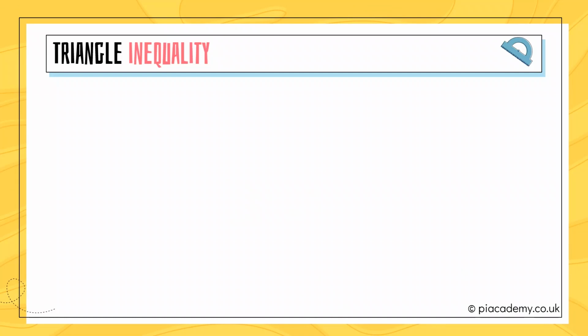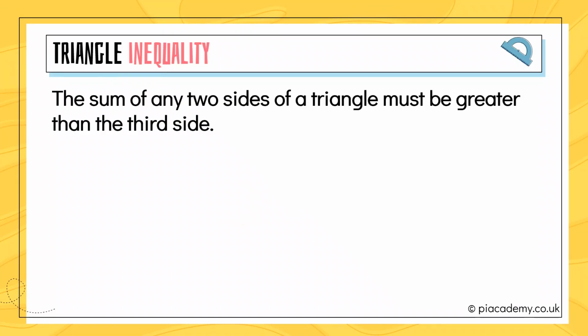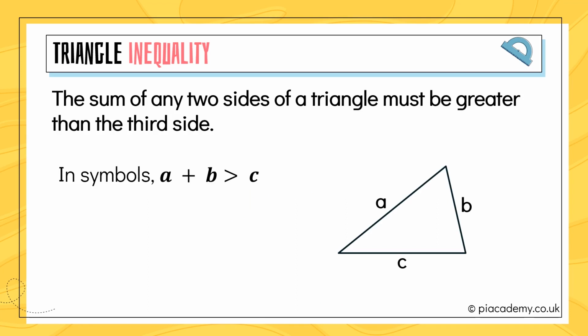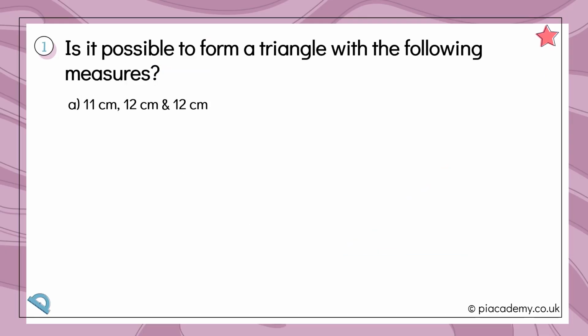Triangle Inequality. This inequality says that the sum of any two sides of a triangle must be greater than the third side. For example, take a look at the triangle below where A, B and C represent the sides of the triangle. Then, according to the inequality, we must have A plus B greater than C, A plus C greater than B, and B plus C greater than A. Let's solve a few questions based on what we have just learned.